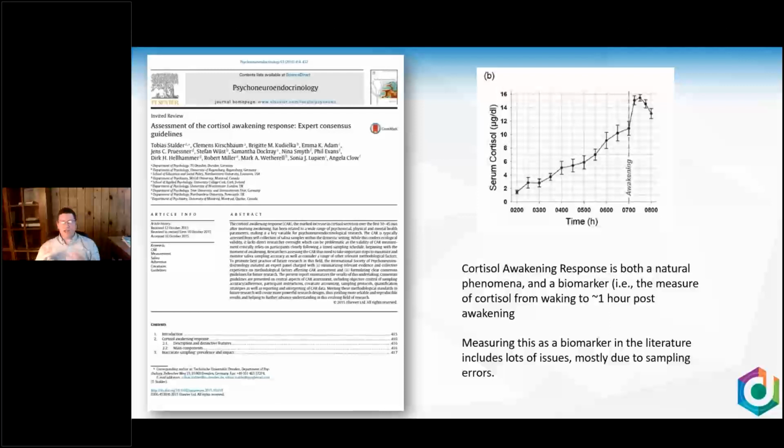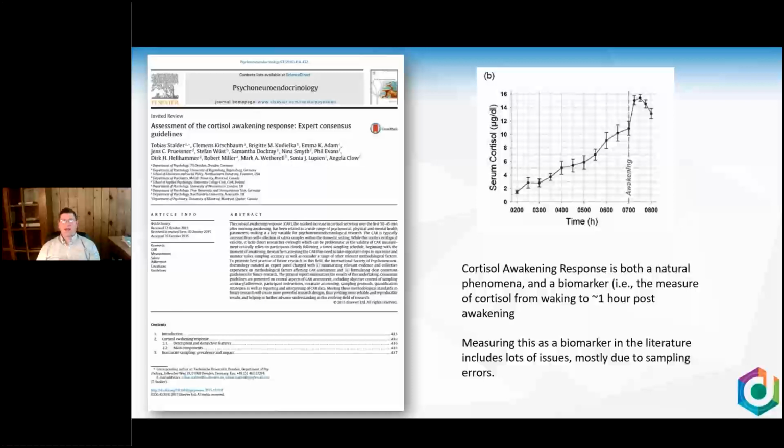So as you can imagine, after so many different studies, people don't always do them the same. So if you look at the names of these researchers, these are like all of the main researchers doing cortisol awakening response and stress-related research around the world.